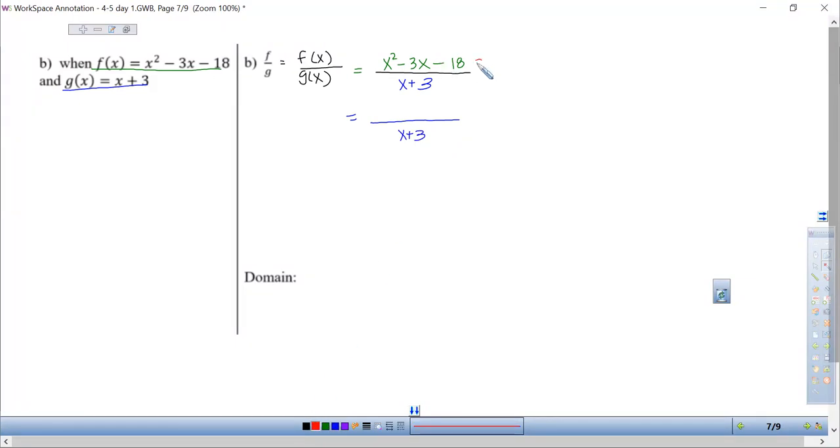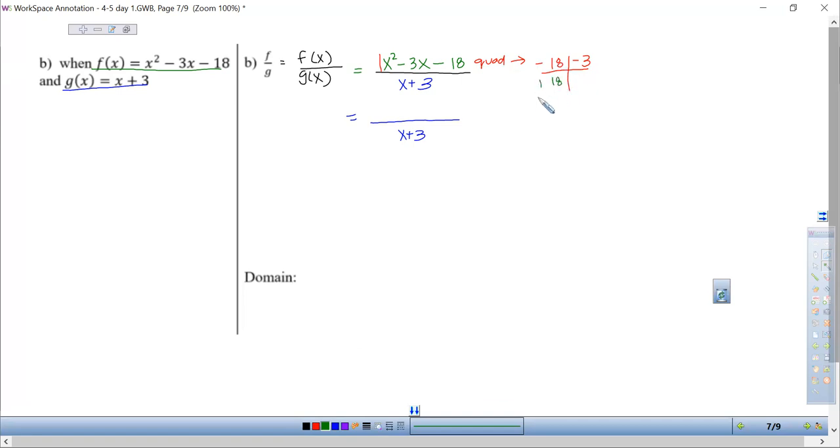But because this is quadratic, or x squared, I have to do my product-sum. So a is 1 times c is negative 18. So 1 times negative 18 is negative 18. So I'm going to factor negative 18, looking for the factors that add to negative 3. So if I factor negative 18, I have a few options.